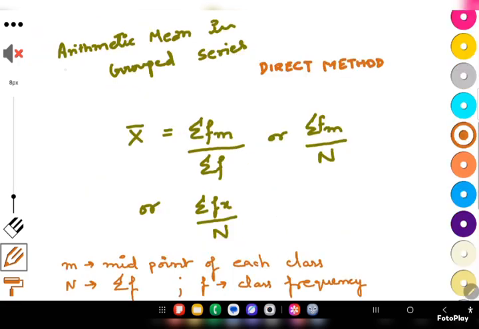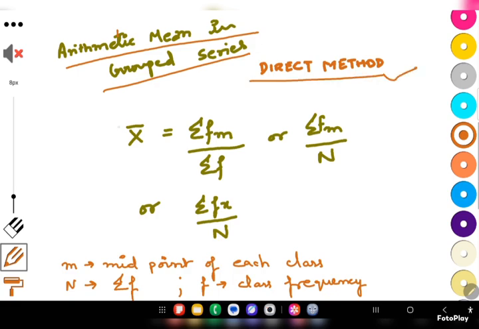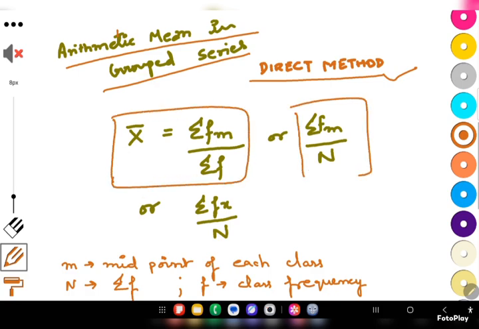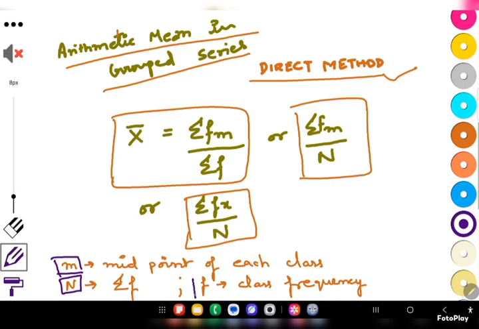Now I've tried to take the third category also, which is the calculation of arithmetic mean in grouped series using the direct method. The formula here is sigma fm upon sigma f, or we can say sigma fm upon capital N, or sigma fx upon n, where this m is the midpoint of each class, because there will be class intervals given. N is the total of frequency, which is sigma f, and f is the class frequency.